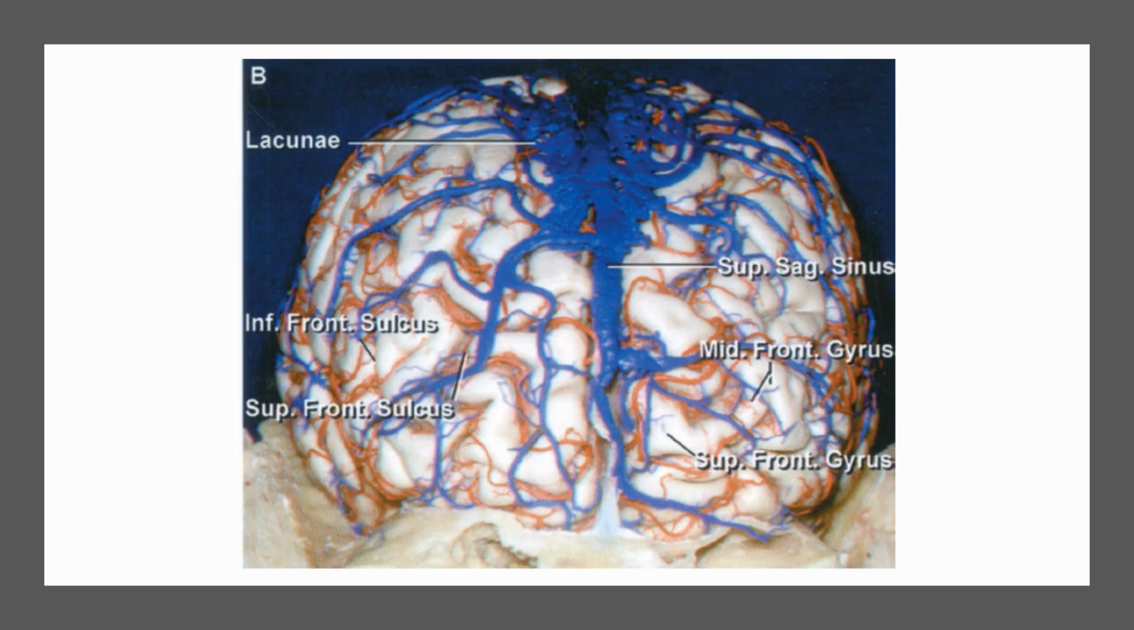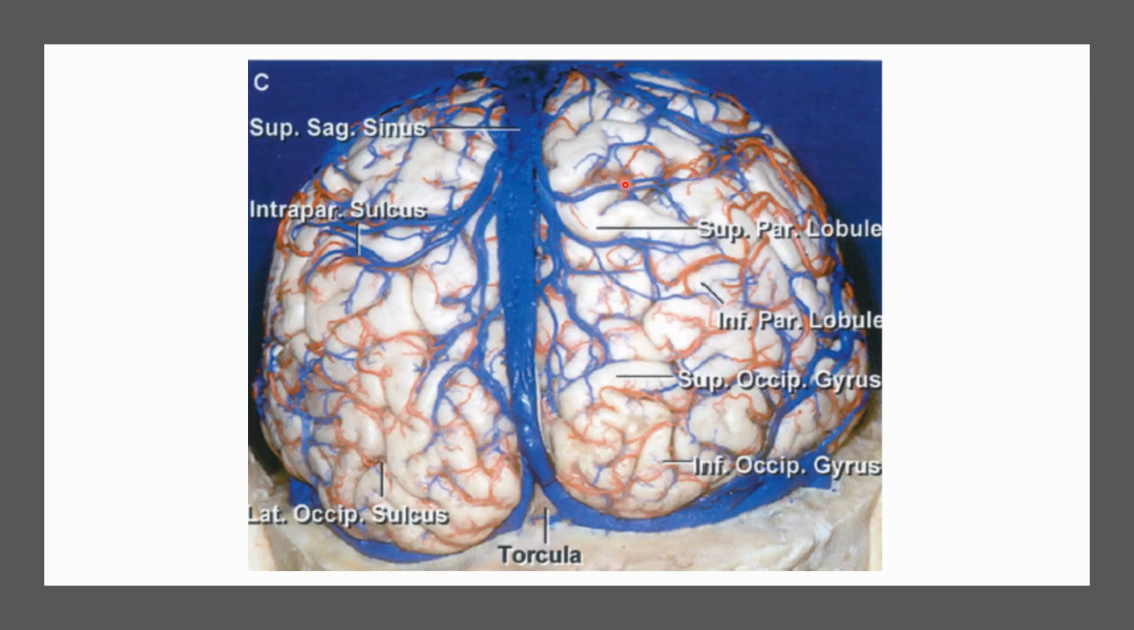Again, this is looking anteriorly, and this is the beginning of the superior sagittal sinus, and we can see the many contributory veins that come and drain blood into the superior sagittal sinus. This is looking posteriorly, and again, this is the superior sagittal sinus, and it ends in what we call the torcula, forming the lateral or the transverse sinus.